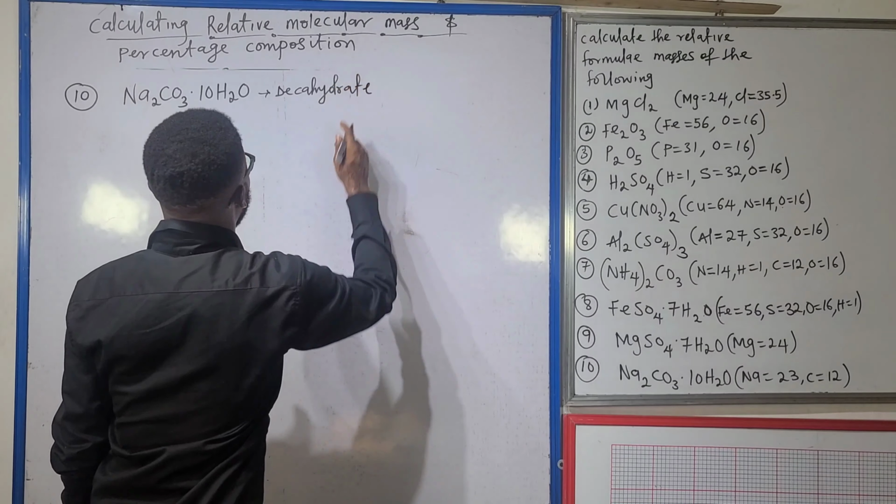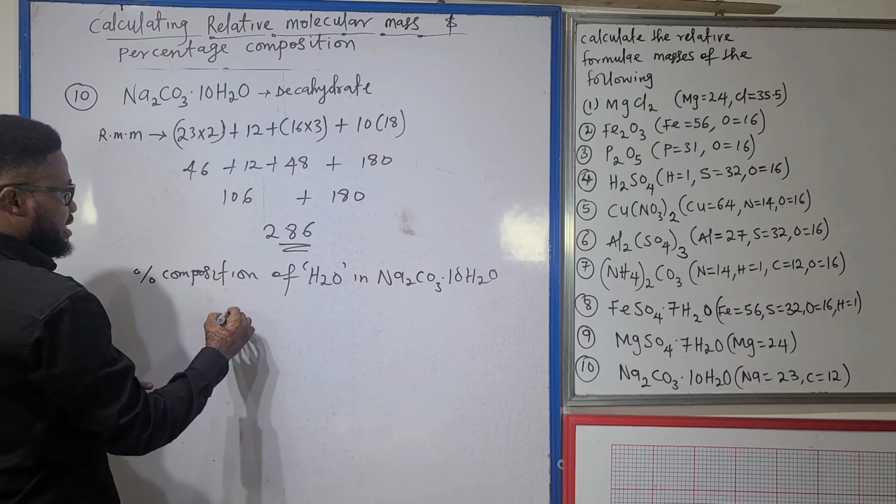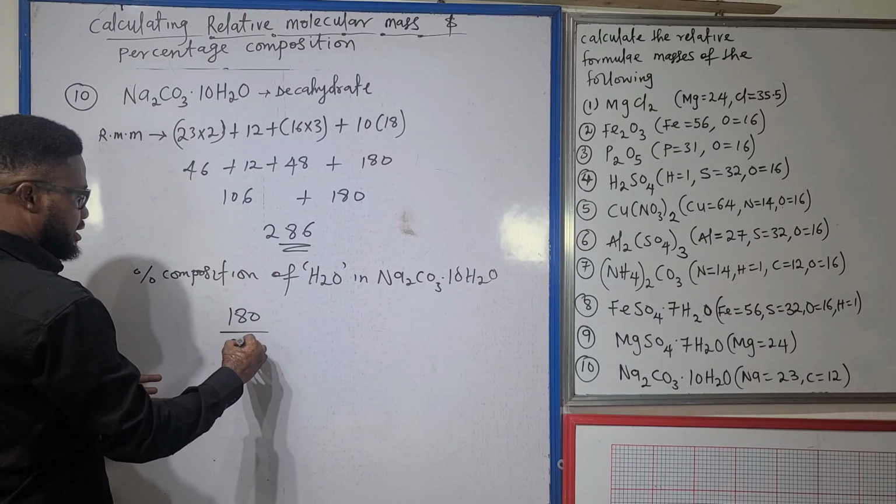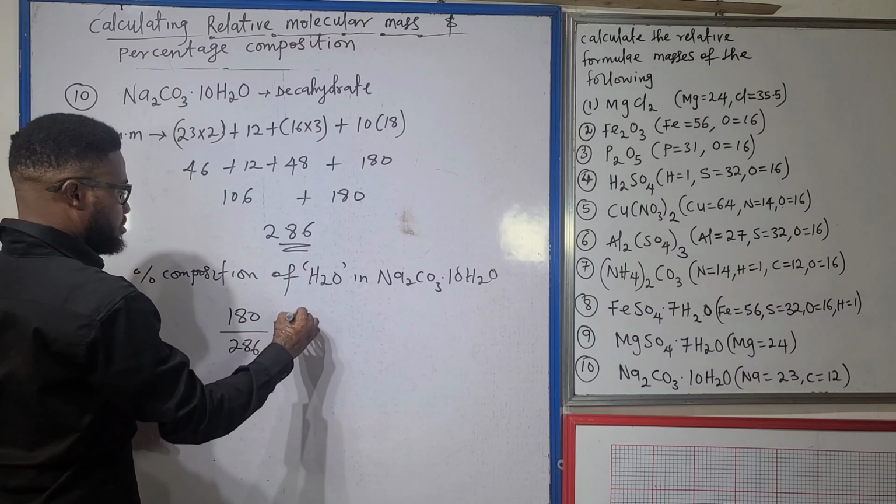If I'm told to look for the percentage composition of water in sodium carbonate decahydrate, what I'm going to do is, my water here is 180 out of 286 times 100. So that is 62.9%. And that is how we look for relative molecular mass and calculate percentage composition. So not to worry. It is always better to start from the simple to the complex. That way you leave no stone unturned.